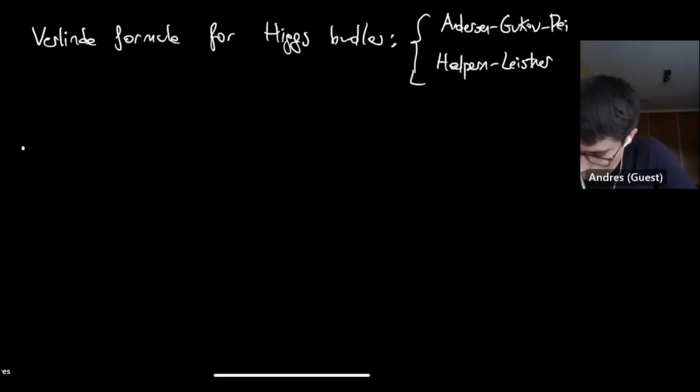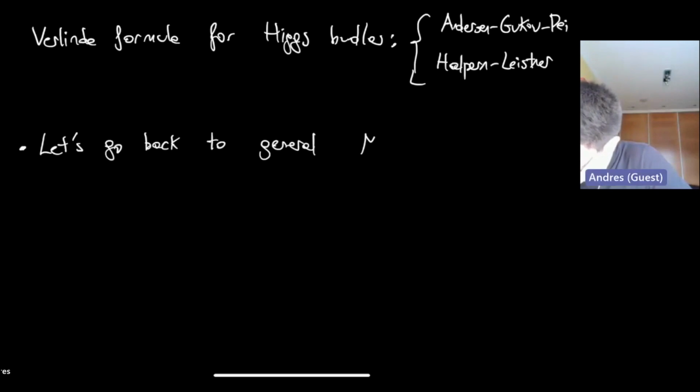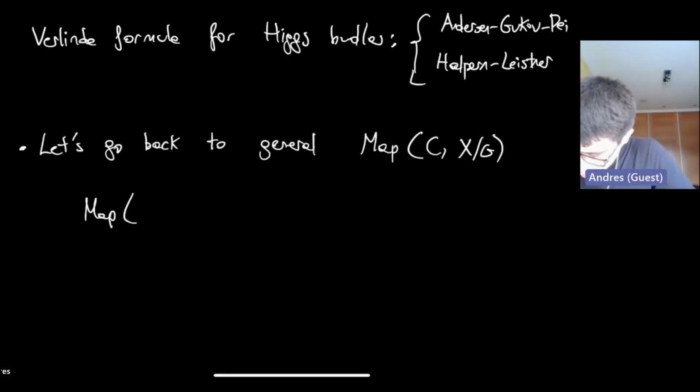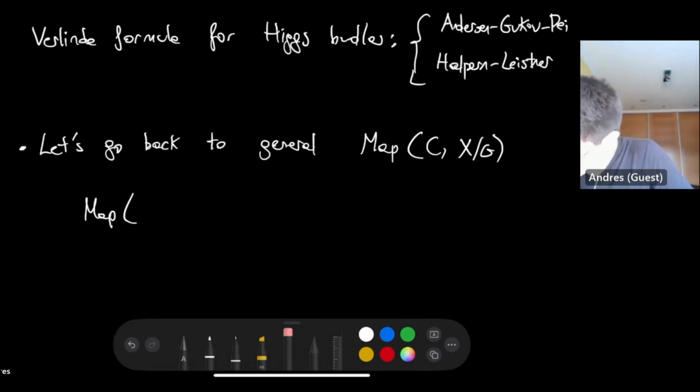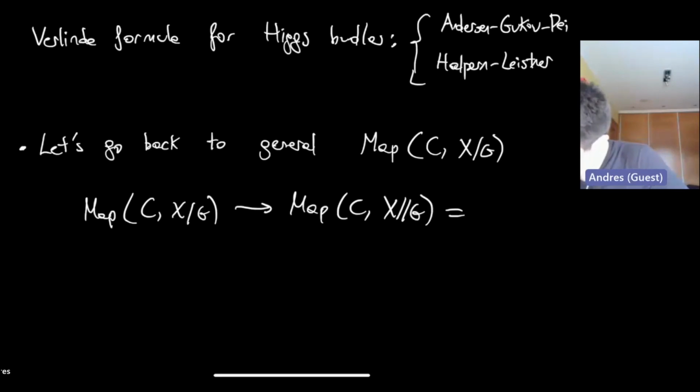So let's go back to a general map from C into X mod G. And the same thing as before, you have a map from C into X mod G, and this maps just by functoriality into the affine GIT quotient, which you can just express as this.